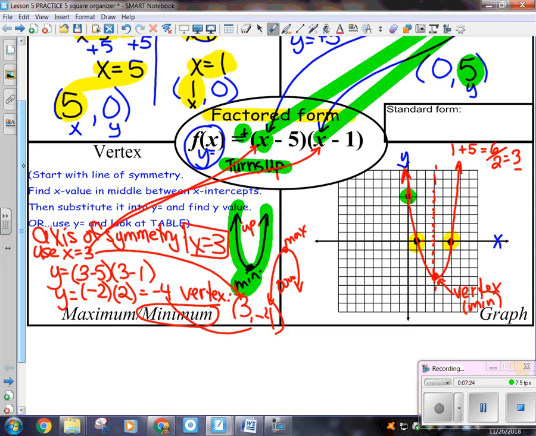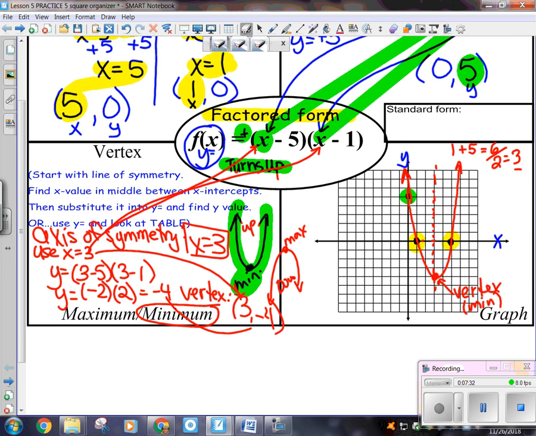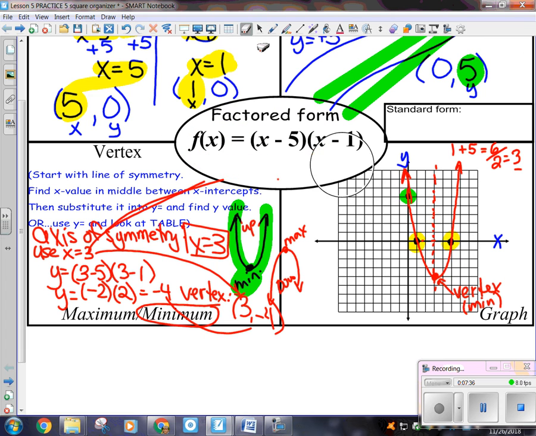How do I go from factored form to standard form? How would I do that? I'm going to clean this up. How could I do that? All right, so we were saying it.